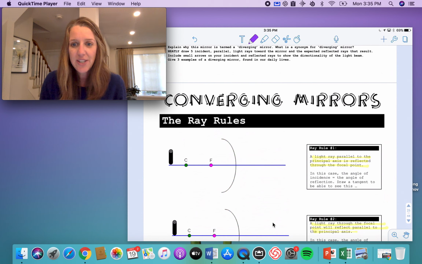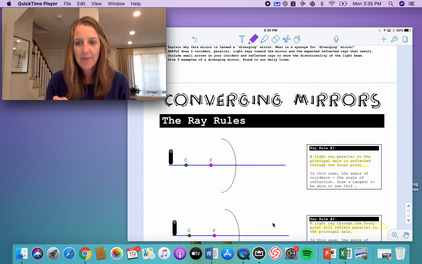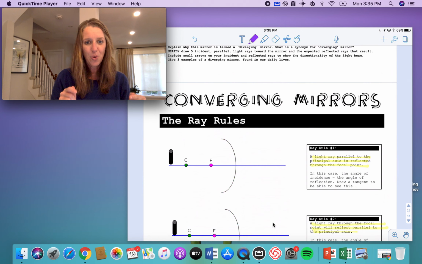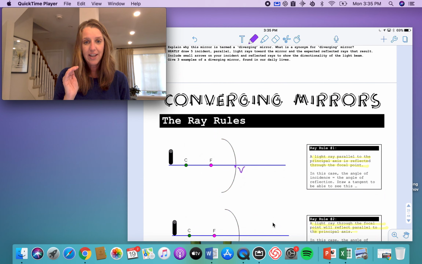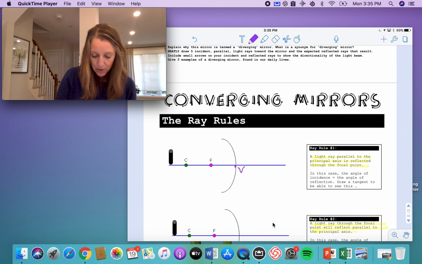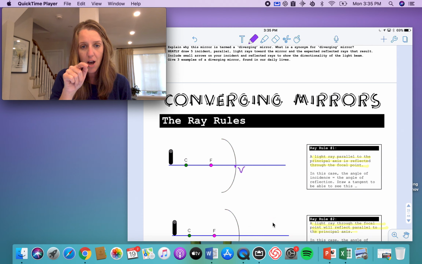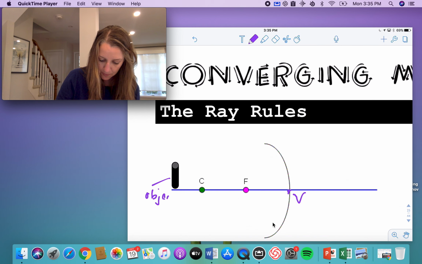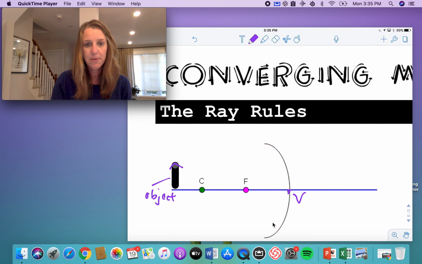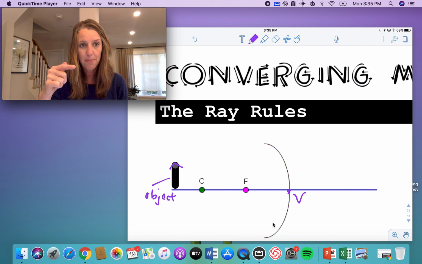Okay, ray rule number one. If you have a light ray that's parallel to the principal axis, it will get reflected through the focal point. Okay, how do we know that? Well, we remember that the focal point is between the center of curvature and the vertex when you have a concave, a converging mirror. And all we're doing is we're going to show from the very tip top of the object, right? This is my object right here. And again, if you want to draw an arrowhead at the top to make this be able to see where the top and the bottom of it is, that's perfect, okay?